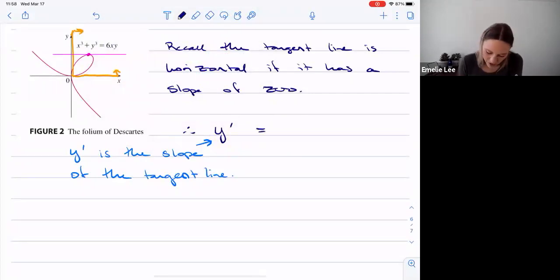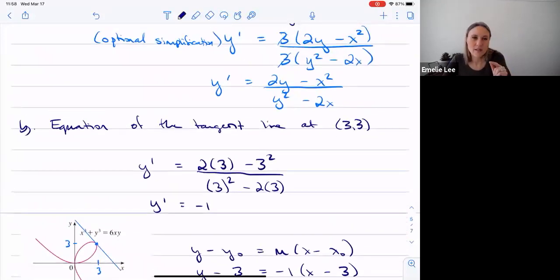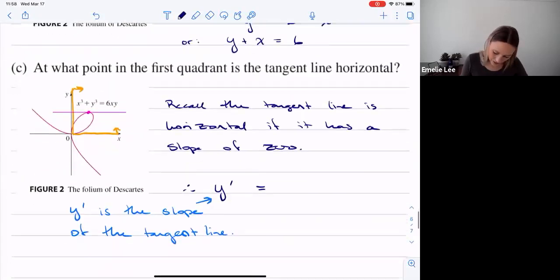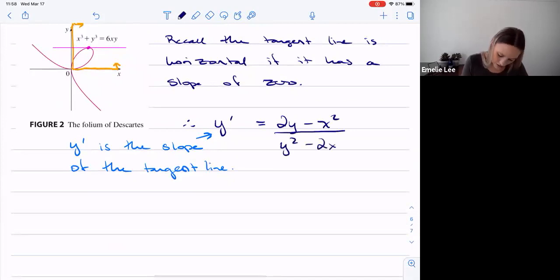So y prime, which in our case we found was 2y minus x squared over y squared minus 2x. So I've got that here. So let me just grab it, make sure I have the same thing too. Yep, checks out. So what we're saying is y prime is 2y minus x squared over y squared minus 2x. And kind of a chain link here, I'm forcing it to equal 0.